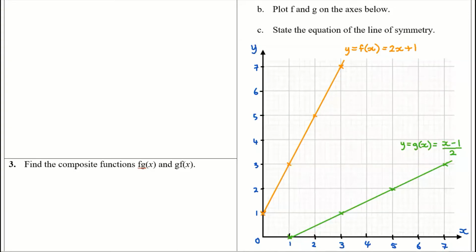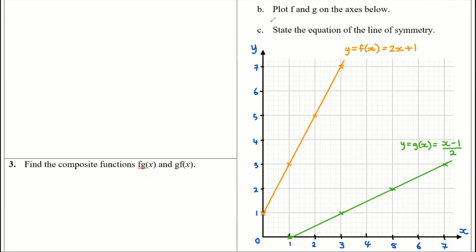Okay, so for part b, I've plotted the graphs on the axes for you to check. f of x is the orange line and g of x is the green line. There are some interesting things to pick out of this. You'll notice they have a clear symmetry about them, which we'll talk about in more detail in a minute.